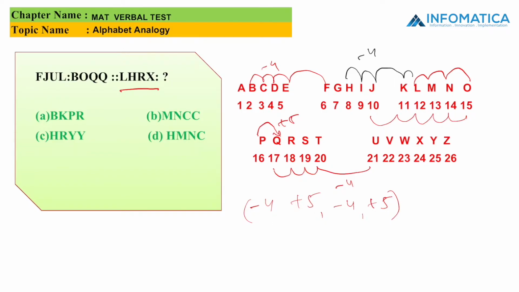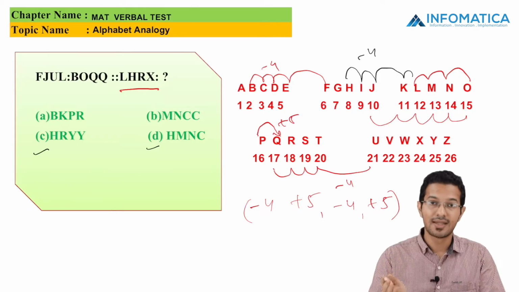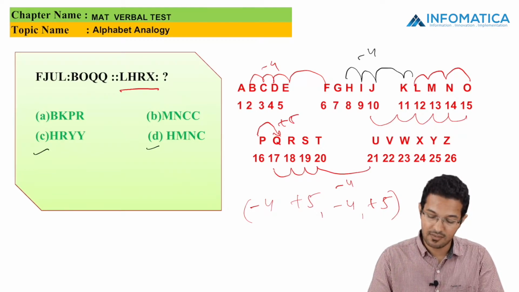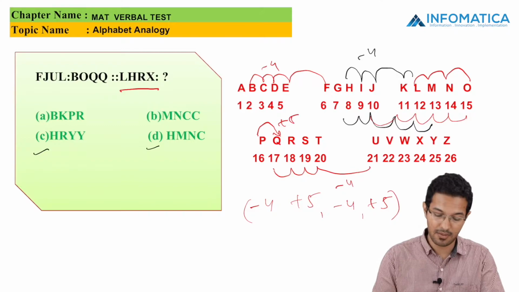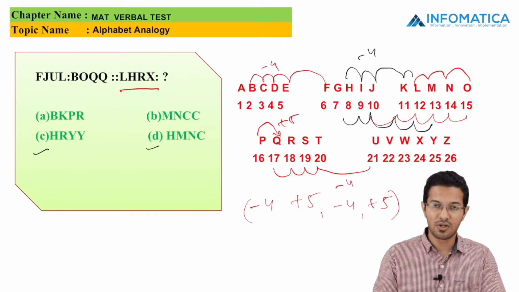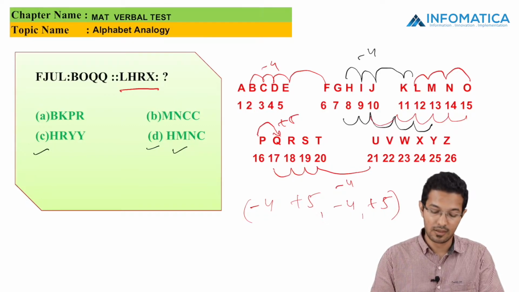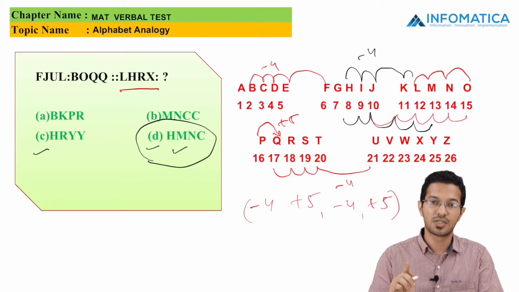If you see the options, we are having option D and option C with the first letter as H. Now in the next I have to go plus 5 steps ahead. So from H I have to go 5 steps ahead, which is 1, 2, 3, 4 and 5, which is nothing but M. So if you see the options, I'm having M in option number D. So the answer to this question is H, M, N and C.